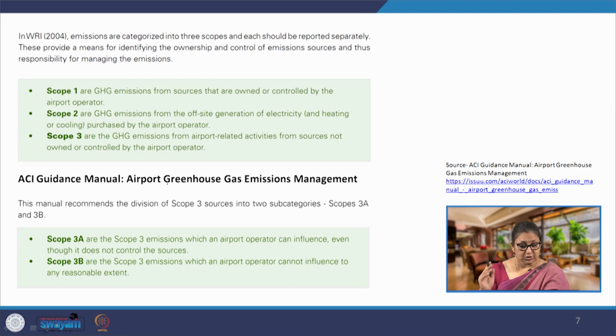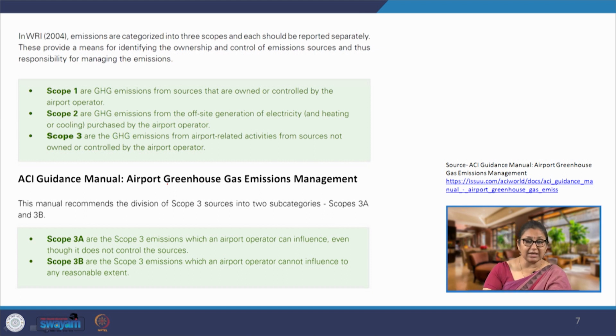So, quickly going over the scope 1, 2 and 3 definitions, scope 1 are the emissions that are owned or controlled by the airport directly at the site. Scope 2 emissions are from the off-site generation of electricity, steam, heating or cooling that is purchased, but not happening on site, which is being brought from a different site, off-site. Scope 3 are from related activities. They may be directly under control of the airport or may not be under control.